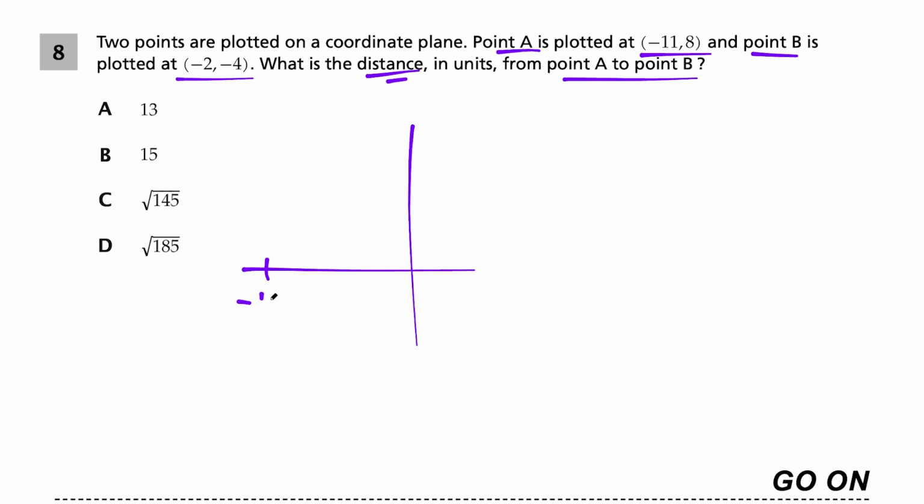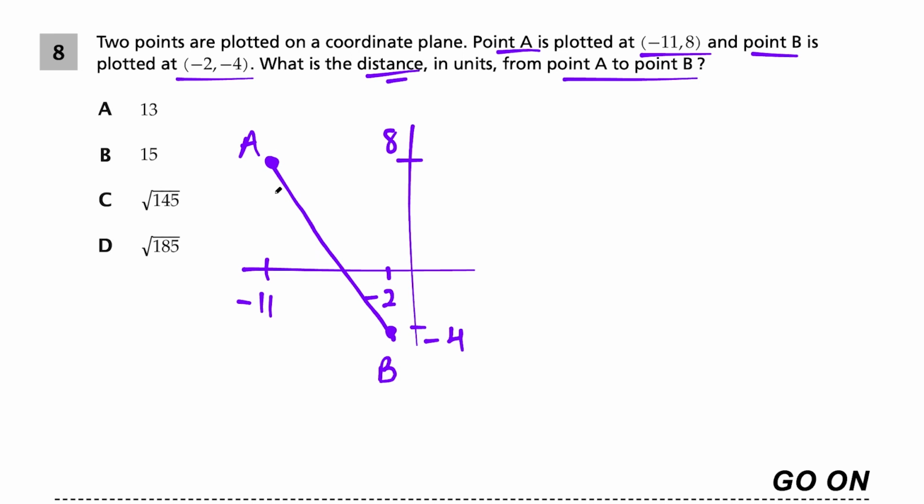So -11 would be, we're going to the left 11, and then we're going up 8 like this. So this is going to be the point here for point A. And then point B is located at -2, so that'd be -2, and we'll say -4 is somewhere down here. Okay, so this is not necessarily drawn to scale. This is just to give us an idea of what we're looking for. So we want to find the distance between points A and B.